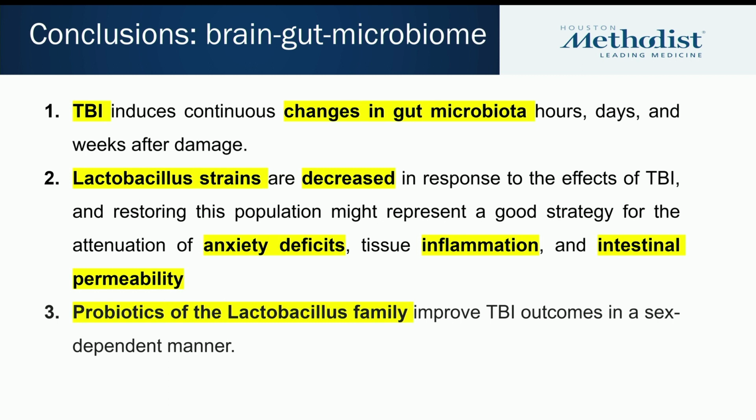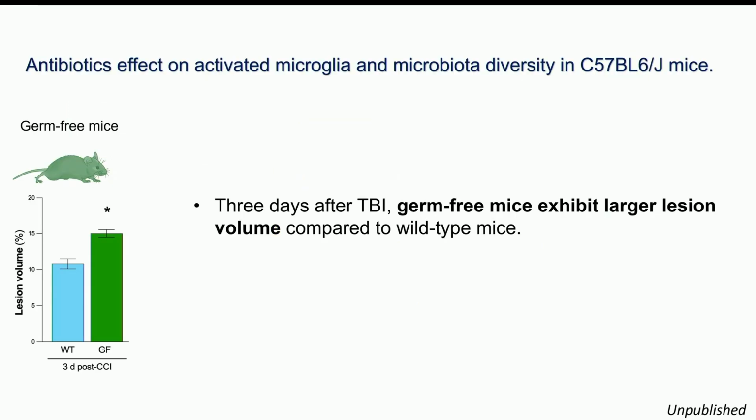So basically, to summarize this first part, we thought that the TBI induced, of course, a change in the gut microbiome. This was the work that we published a few years ago. The lactobacillus strains definitely decreased the effects of TBI and reduced inflammation. And the probiotics of the lactobacillus family could improve the TBI outcomes in a sex-dependent manner. That means the lactobacillus combination only worked in males and not in females.